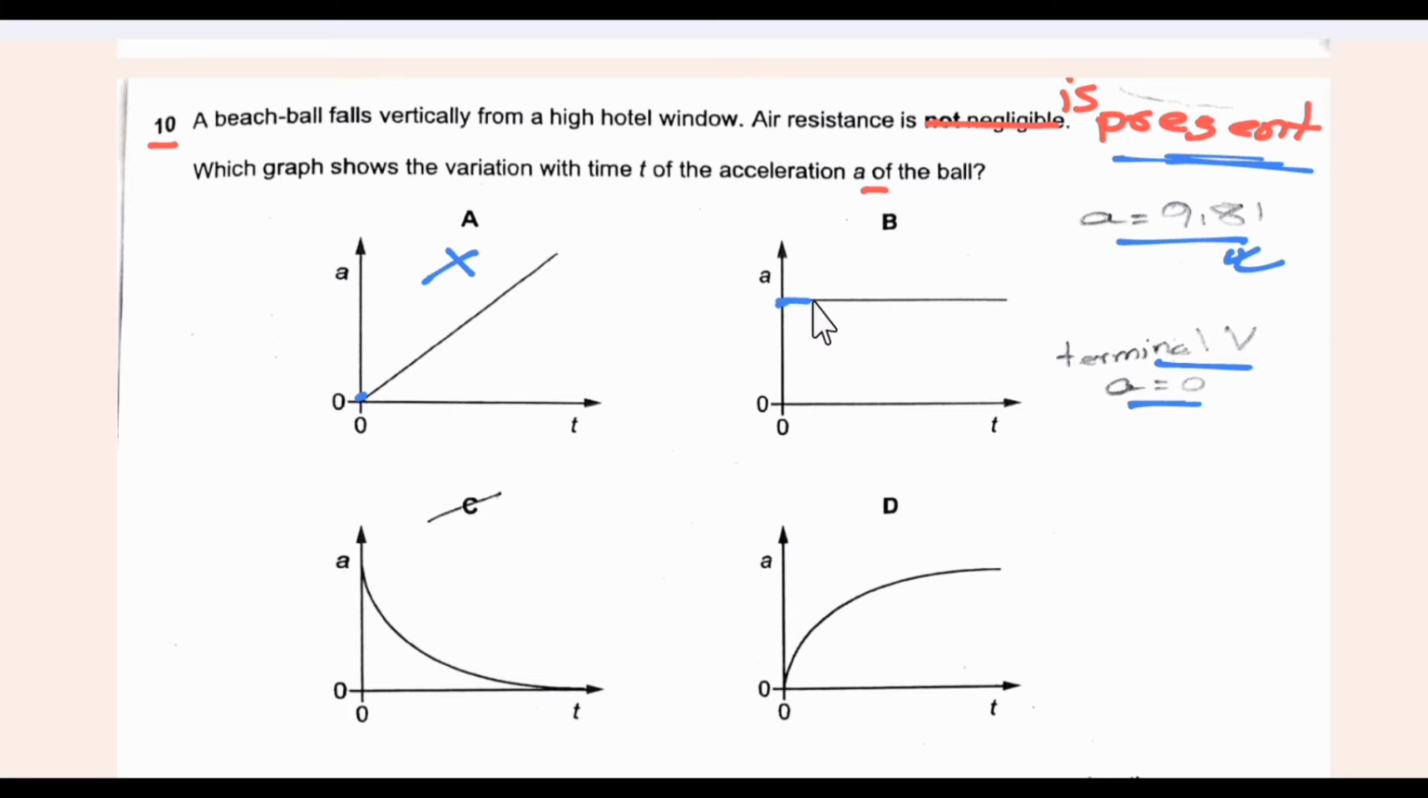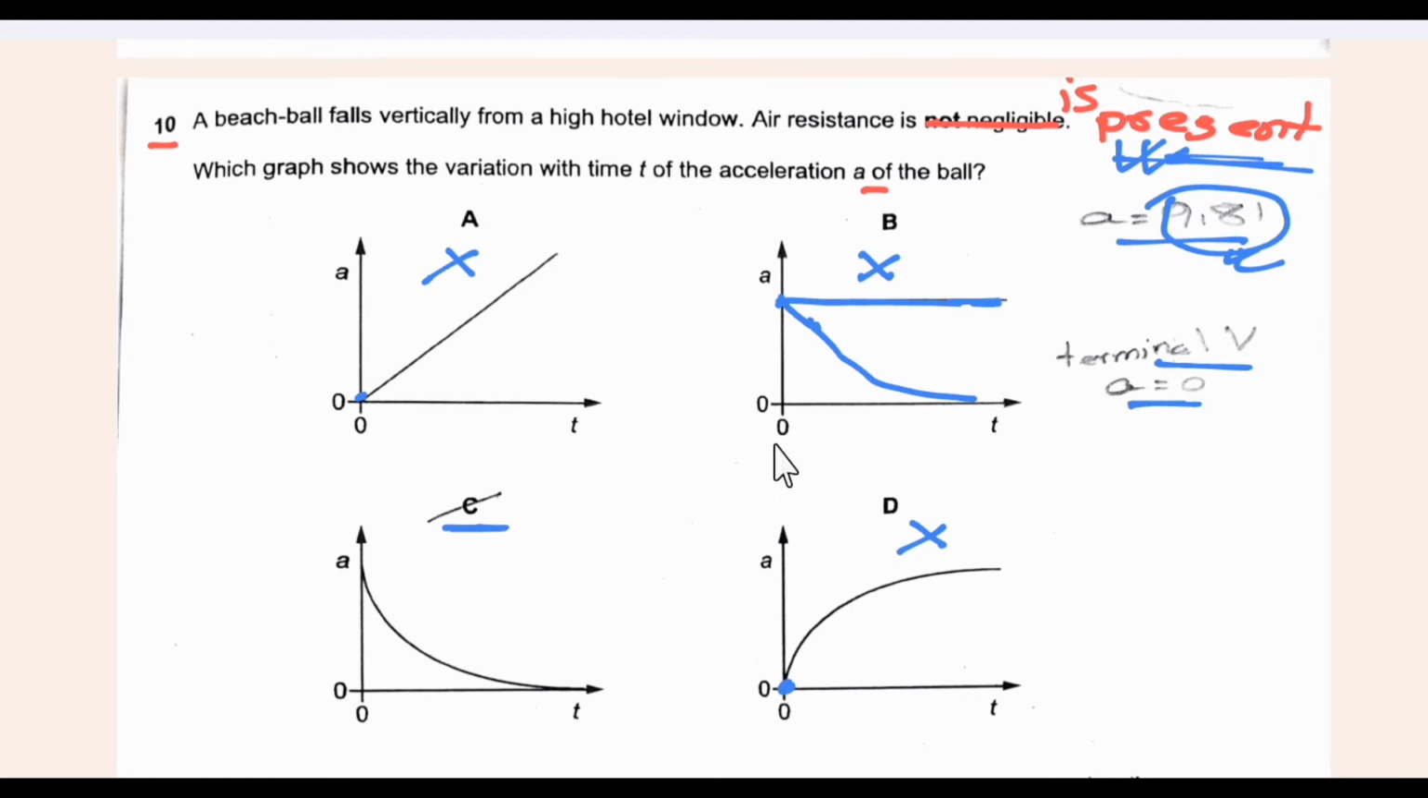Then here we can see that the acceleration is constant. This would be the case when air resistance is negligible. But since air resistance is present, the acceleration value must decrease from a higher value. Then in option D, the acceleration increases. This would not be the case, because we know that acceleration decreases from a higher value, that is 9.81. So this statement is wrong.